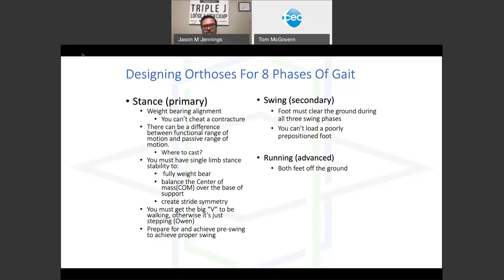And then the fairly easy portion is the swing, which is the secondary patterning. The foot must clear the ground, and the foot must be pre-positioned so that it's ready to accept weight on the next cycle. And then the way that I define running is with the patient walking faster and faster and faster, and eventually running. In a true run, both feet will actually be off the ground.